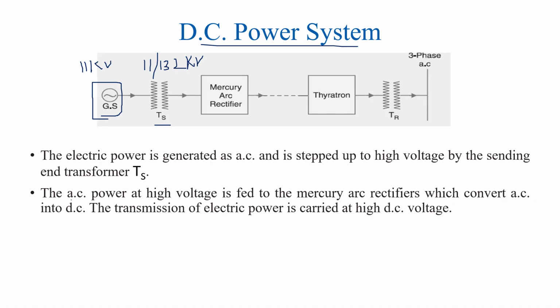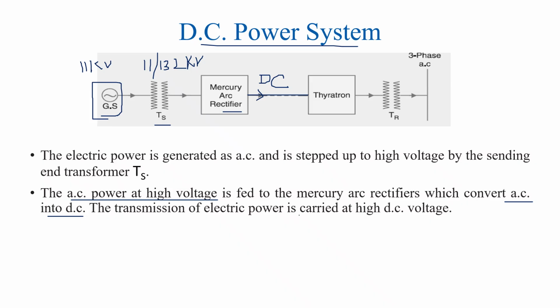So the AC power at the high voltage that we get in the secondary side of the sending end transformer is fed to the mercury arc rectifier. What is the work of the mercury arc rectifier? It converts the AC into DC, and therefore the transmission that occurs here is a DC transmission. That's why this system is known as DC power system.